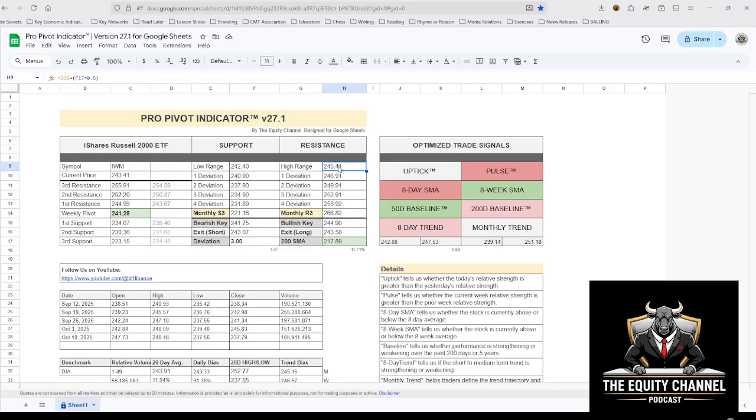Now, when it comes down to the concept of being outside of this range, watch this. I'm going to show you guys a little trick here. Let's say I'm outside of this range to the downside. If you notice, I'm also below my 8-day SMA. So that tells me that I have what's known as a short order.